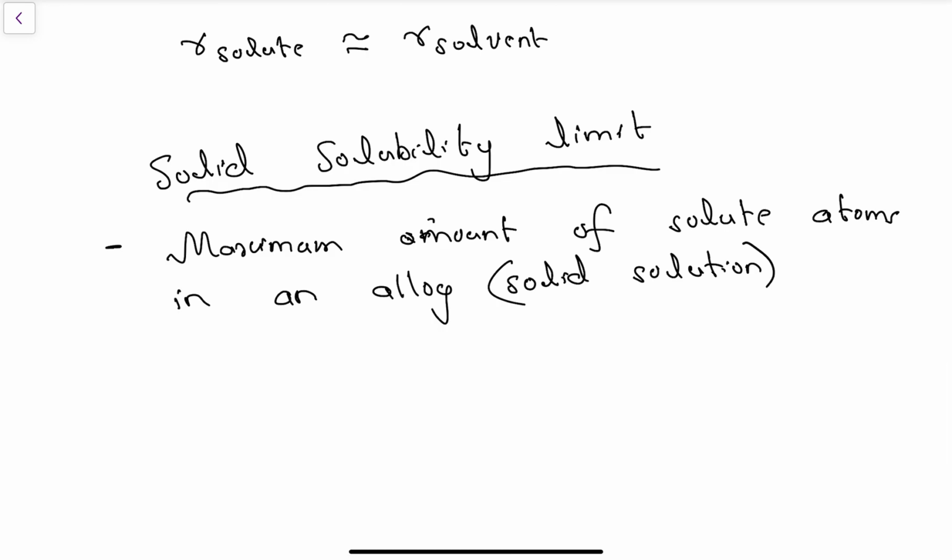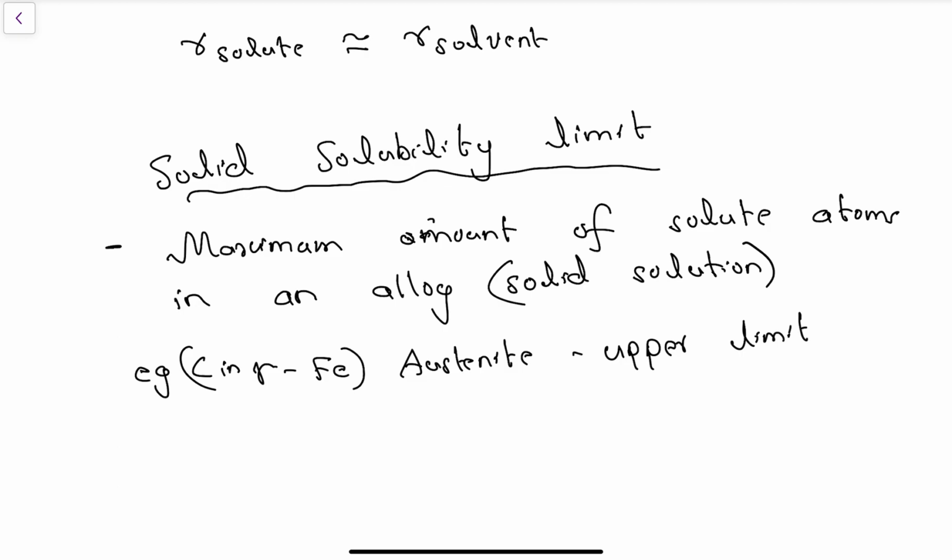So while checking the solubility limit, we have seen that, for example, austenite, that is carbon in gamma iron, has got an upper limit of solubility. That means you cannot add more than 2% of carbon to iron.